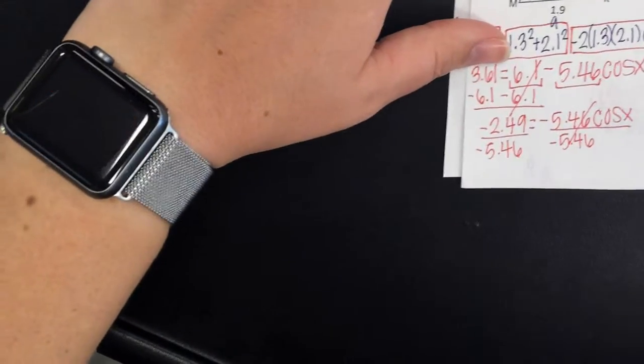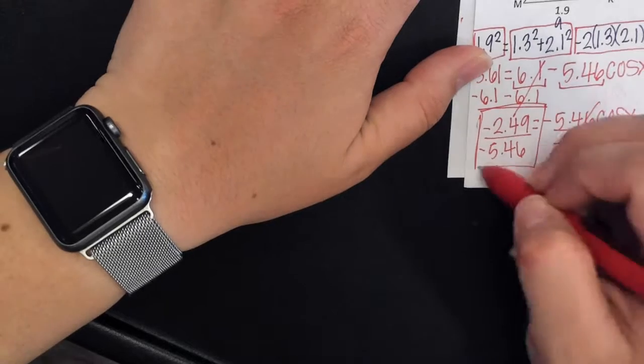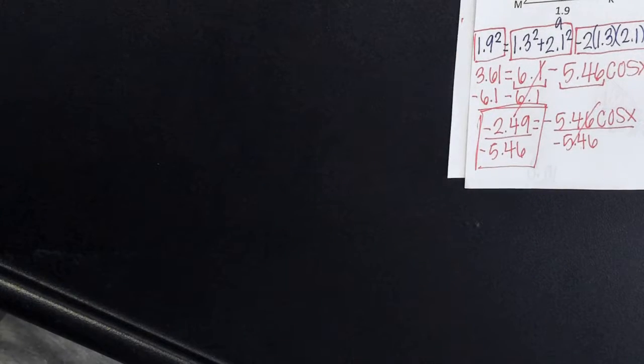So here's my advice. Type all of this in your calculator. Negative 2.49 divided by negative 5.46.